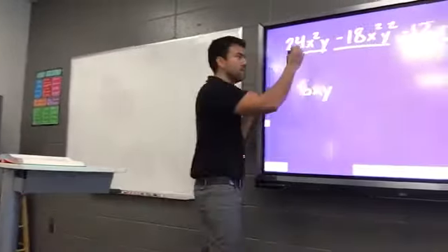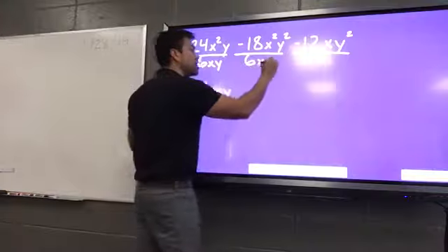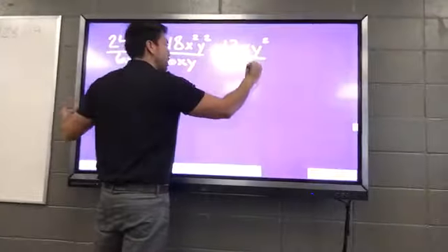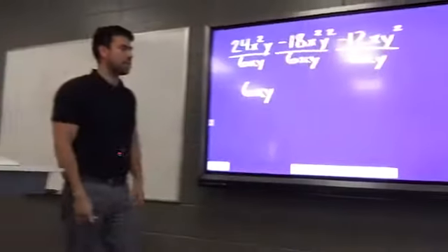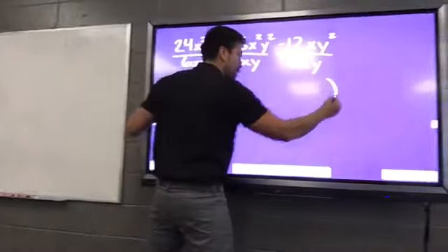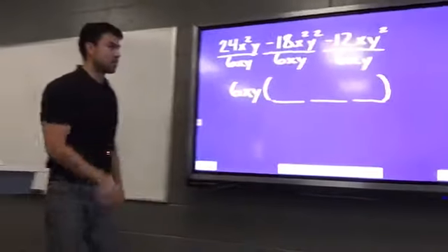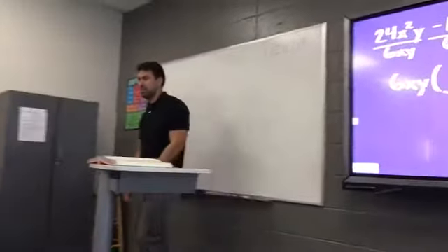So what do you divide everything by? 6xy. And you can work it out mentally, or you can actually divide it out. But you need to actually divide it out somehow because you need 3 spots you have to fill in, and that's based on dividing by 6xy.